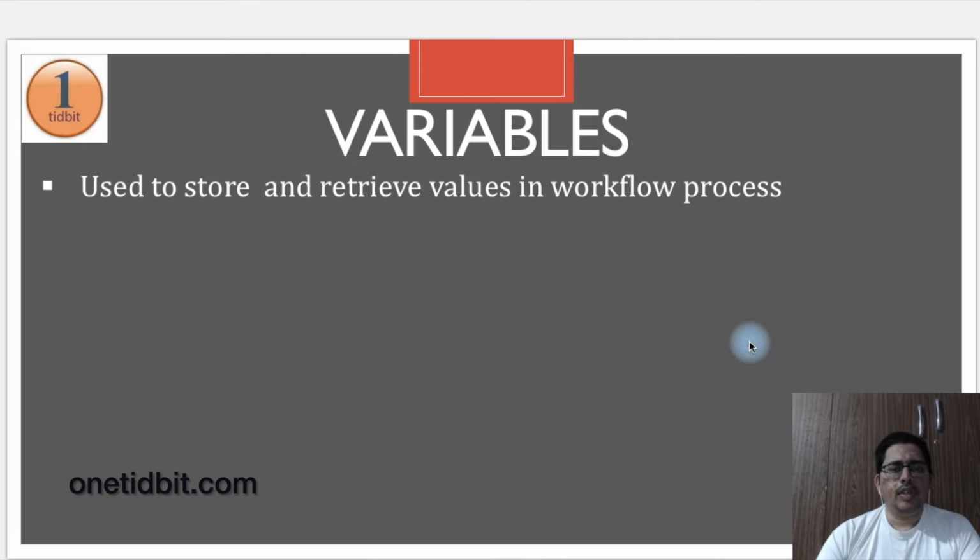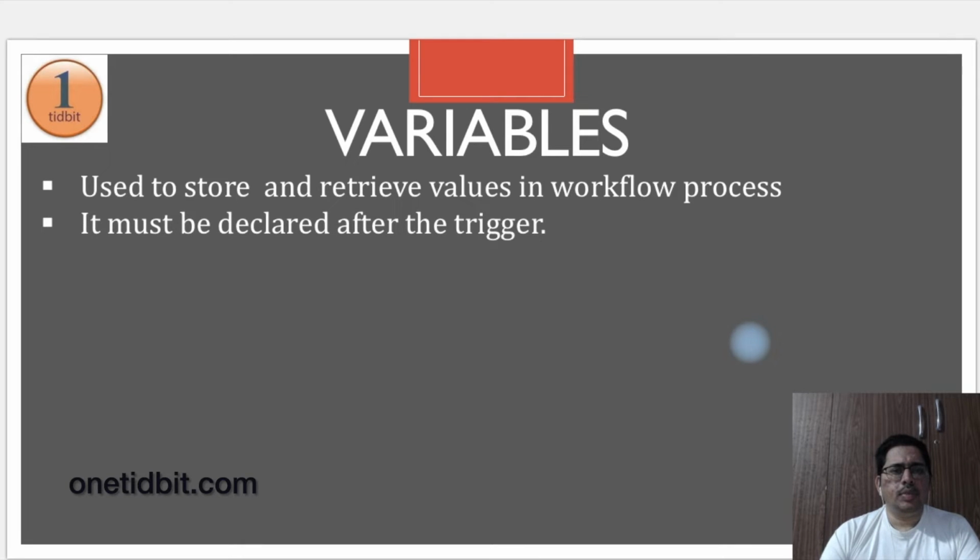So just like every programming language has variables, in Power Automate we also have variables, and they are used to store and retrieve values in the workflow process. These variables must be declared after the trigger. Say we have a trigger named recurrence trigger. We already know that only one trigger is possible within the flow. So right after the trigger we need to declare these variables. That will be the starting point of the variables.